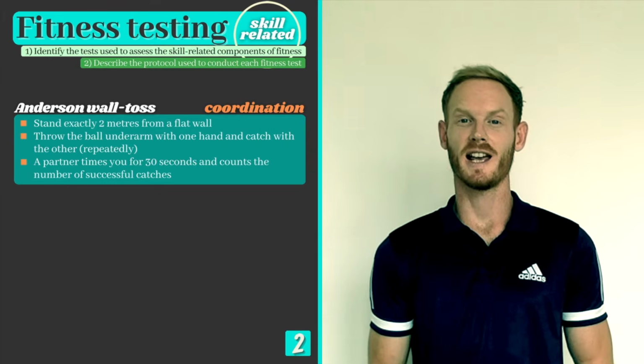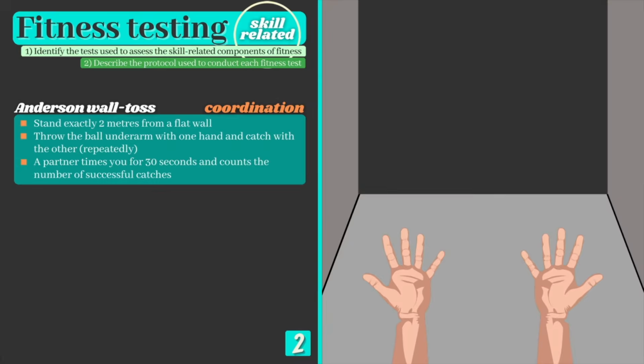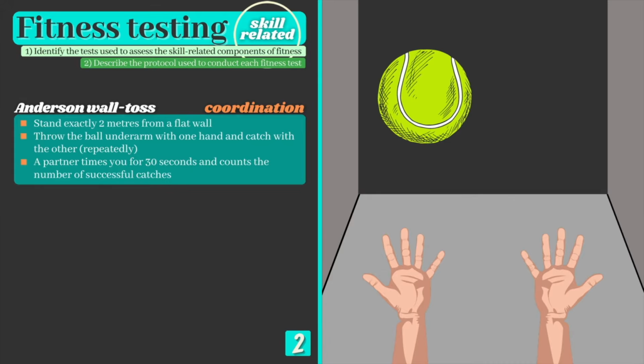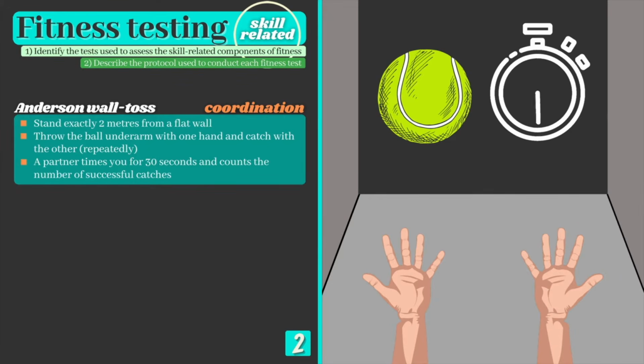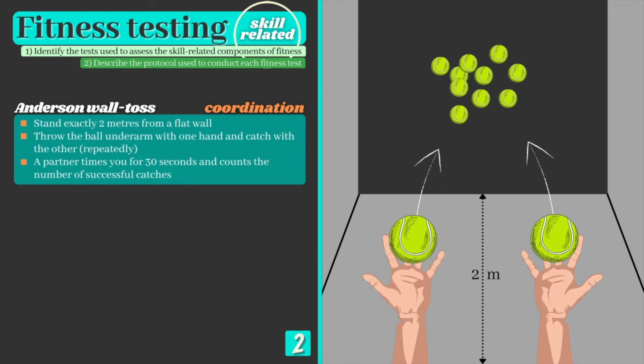Next up, we have a test for coordination called the Anderson Wall Toss Coordination Test, and for this one you'll need a flat wall, a tennis ball and a stopwatch. The participant stands exactly 2 meters from a wall and tosses the tennis ball underarm against the wall with one hand. They catch the ball in the opposite hand before immediately throwing the ball again. This action is repeated continuously for 30 seconds, and a partner must be present to keep time and count the number of successful catches.